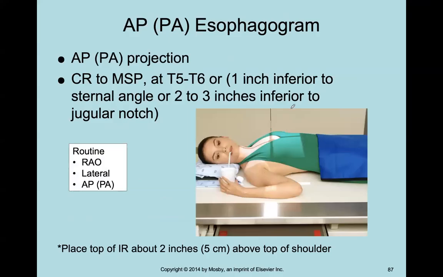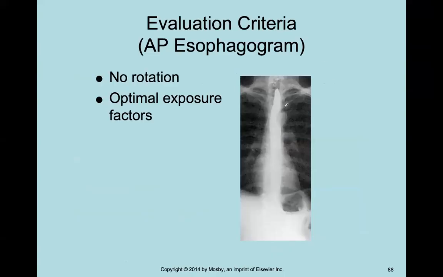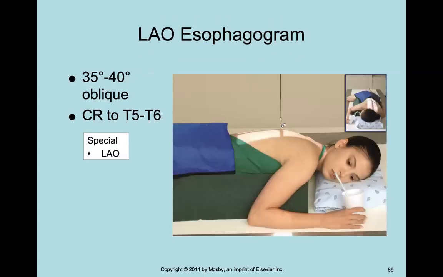And then we have the AP. It says PA there, but it's usually done AP or PA. We center to the mid-sagittal plane at the level of T5, T6, and we're going to cone down, right? Or you can place the top of the IR about 2 inches above the shoulder. And this is what it looks like. Esophagus superimposing the spine. Look at this indentation, you guys, that we talked about. What is it formed by? The aortic arch. That's why that indentation is formed, because of the aortic arch that's located right there. And then this is a special view, the LAO.